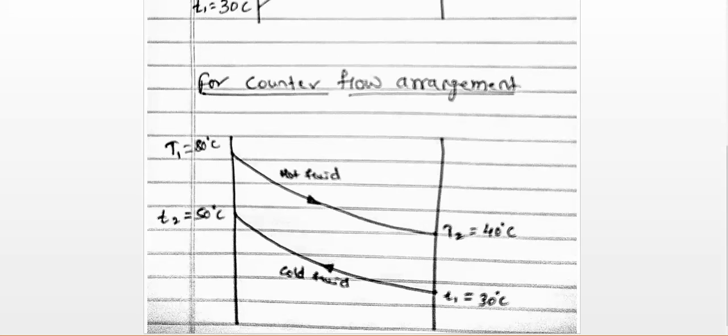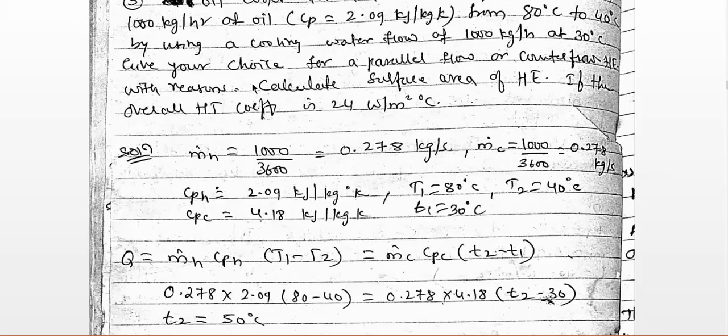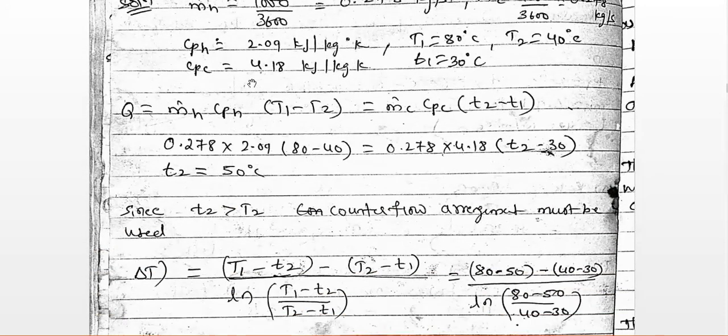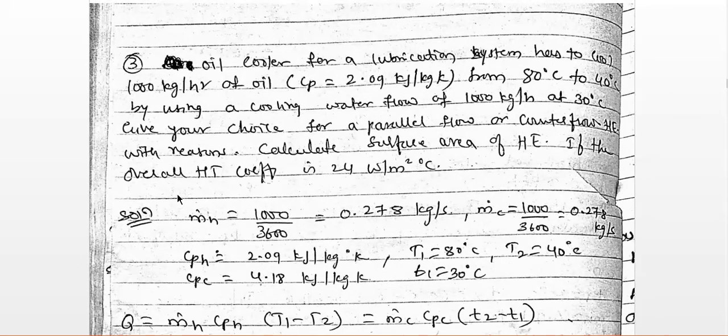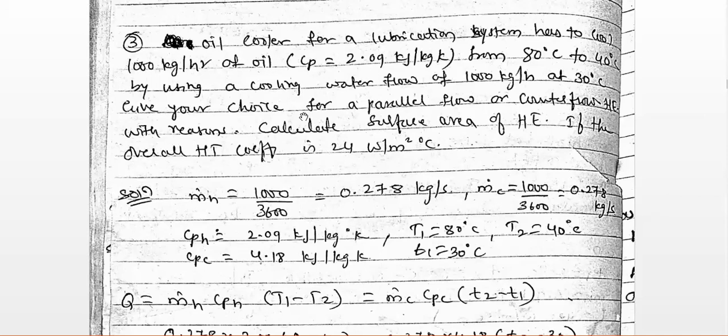heat exchanger arrangement. So now coming back to this problem. Since the hot fluid temperature is greater than small t2, as you can see, this small t2 is 50 degrees Celsius, whereas this T2 is 40 degrees Celsius. A counterflow arrangement must be used. So the best suitable choice for this arrangement is the counterflow heat exchanger.